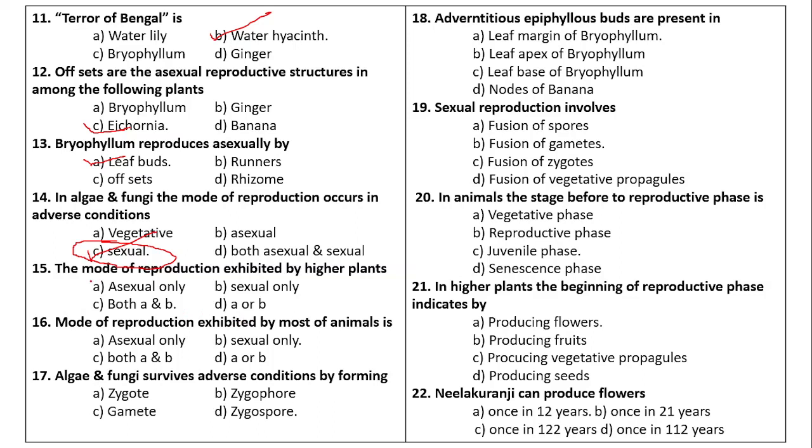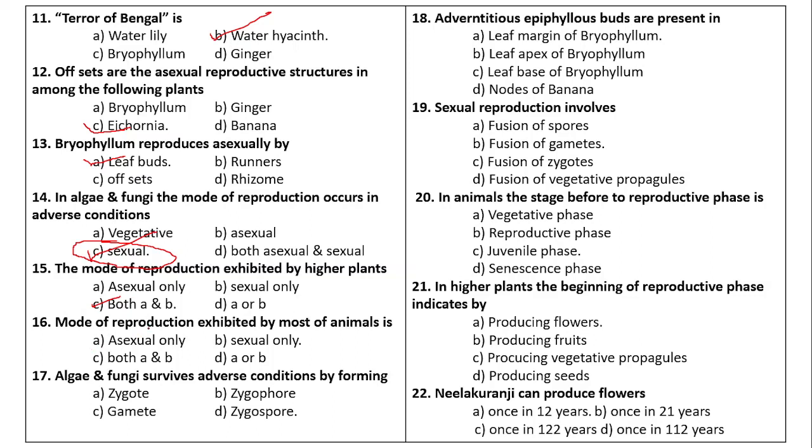In angiosperms, you can see the development of flowers for sexual reproduction, and asexual reproduction can also be seen, as in leaf buds in Bryophyllum, and the runner, sucker, offset. All these are asexually reproductive structures in the higher plant itself. That means in higher plants, both sexual and asexual reproduction can be seen. So the answer is both A and B. Right?